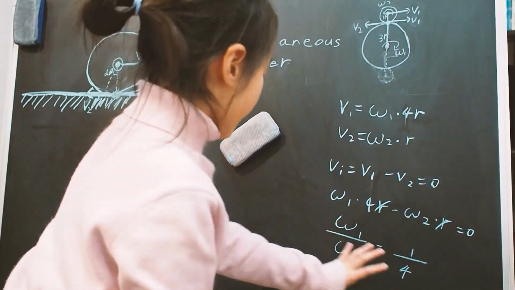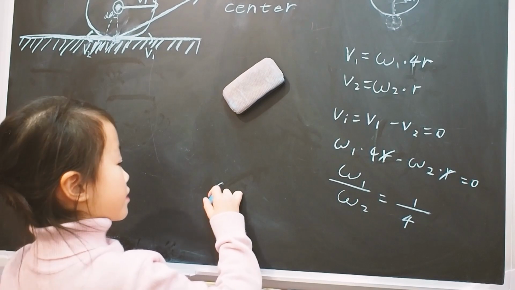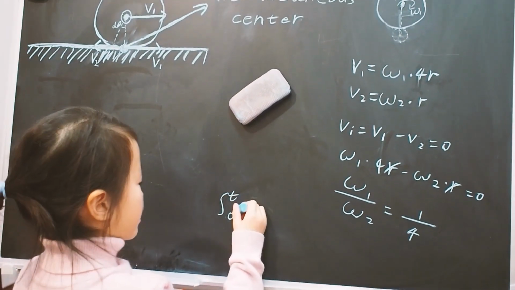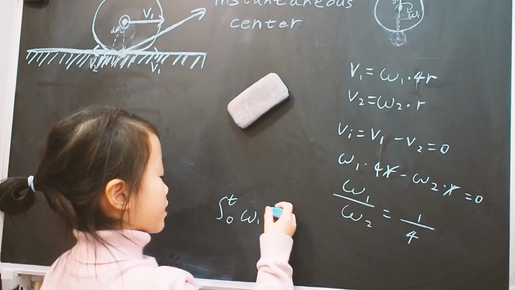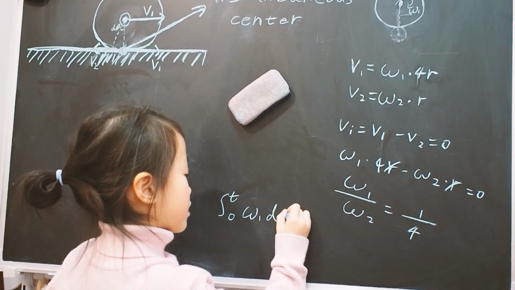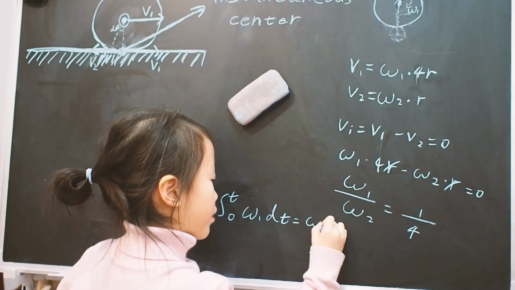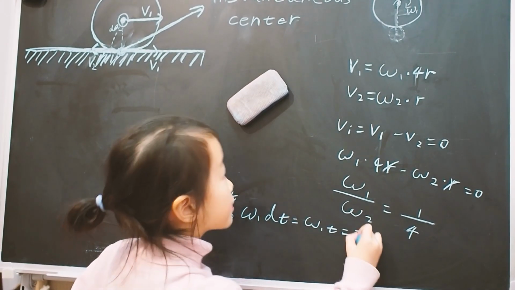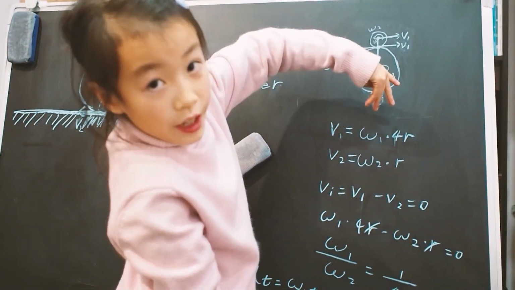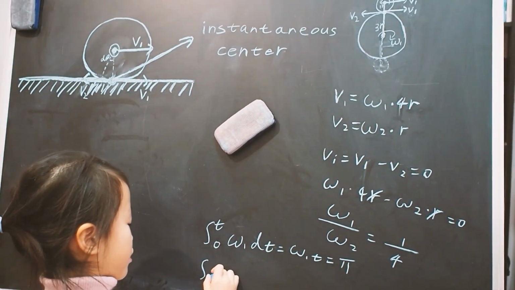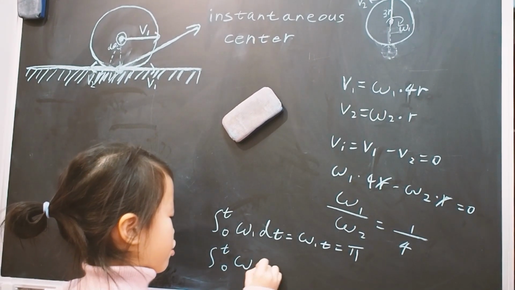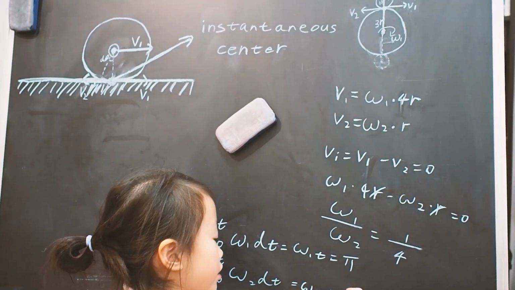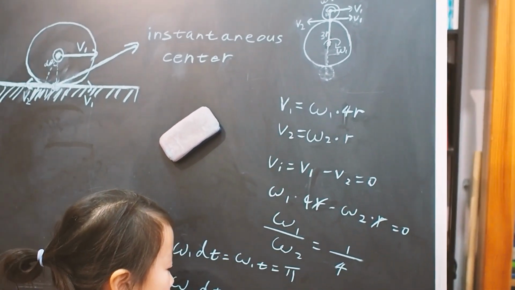So what does that mean? If we integrate over time from 0 to t, omega 1 of t, in terms of time, is equal to pi, because the stick rotates through pi. And the integral from 0 to t of omega 2 times t is equal to 4 pi.